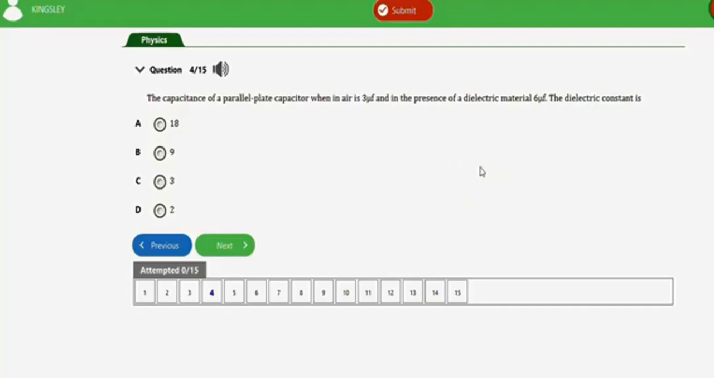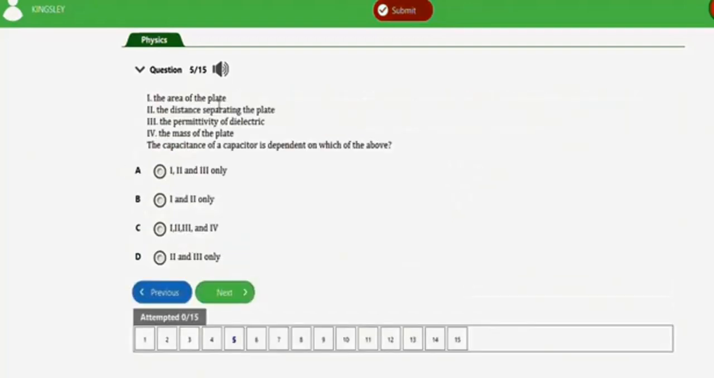The next repeated question will be this question. It says the capacitance of the capacitor is dependent on which of the above. We have the area of the plate, the distance separating the plate, the permittivity of dielectric, we have the mass of the plate. So the right option in this question will be the one that includes I, II and III, which is option A. Okay, this IV is the exception, so it does not depend on the mass of the plate. So that's it for this question.